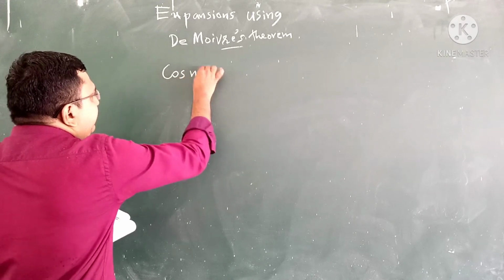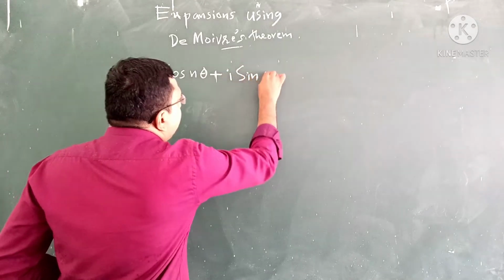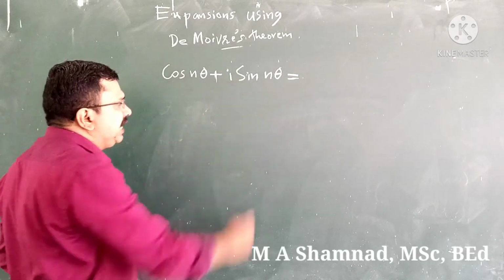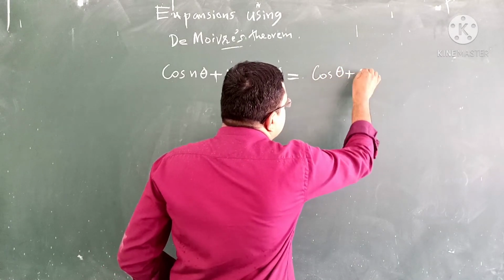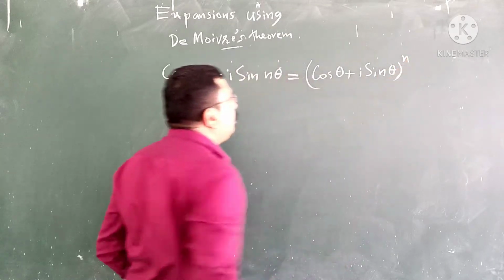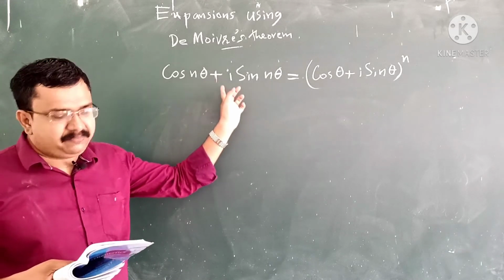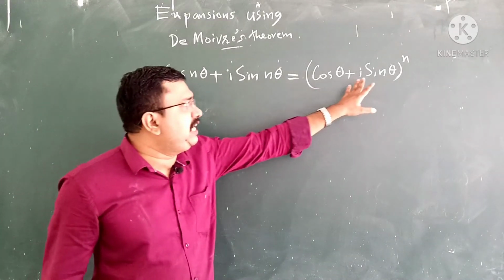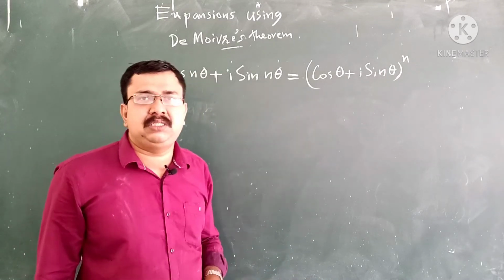cos n theta plus I sin n theta can be written as cos theta plus I sin theta the whole raised to n. Okay, this is De Moivre's theorem. Remember that cos n theta plus I sin n theta is equal to cos theta plus I sin theta the whole raised to n. This is De Moivre's theorem.